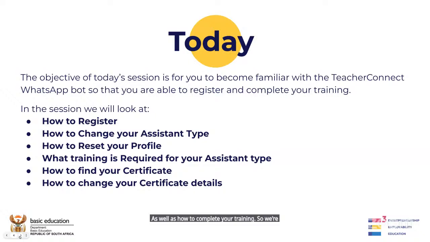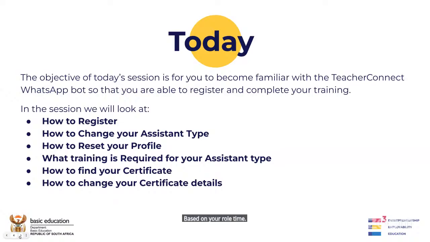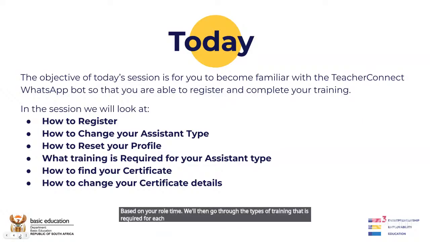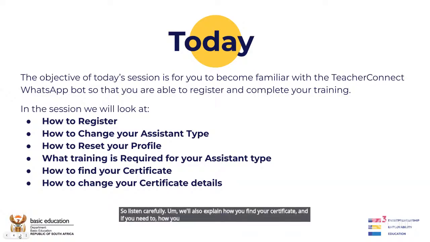So we're going to look more specifically at how you register on the Teacher Connect WhatsApp chatbot, how you can change your assistant type if you need to do so, and how you can reset your profile if you need to do that, because essentially we ask you to register so that we know who you are and we can tell you which training you need to do based on your role type. We'll then go through the types of training that is required for each assistant type. So listen carefully. We'll also explain how you find your certificate and, if you need to, how you can change the details on your certificate.